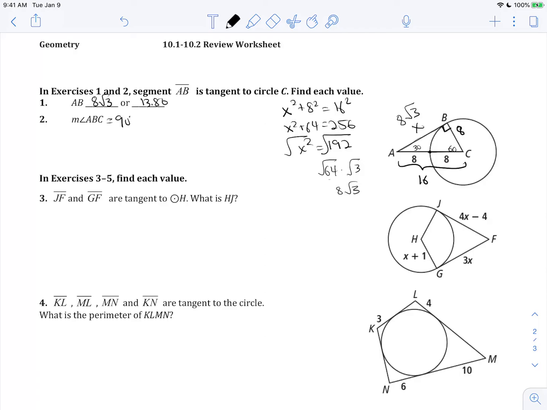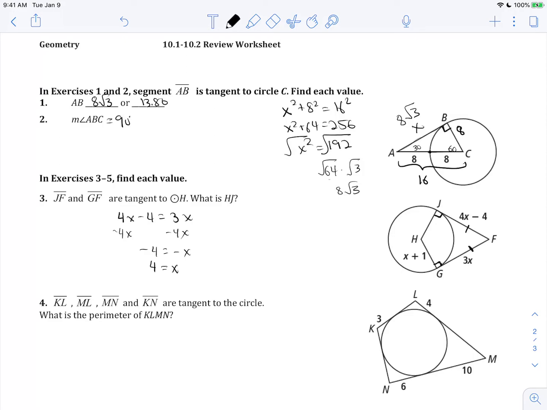JF and GH are tangent. Now, if they're both tangent, these are 90, right? And then these are equal. So I can say 4x minus 4 equals 3x. Okay? I need to solve for x so I can find the length of HJ. So to do that, I'm going to subtract 4x and get negative 4 equals negative x, so x equals 4. Okay?